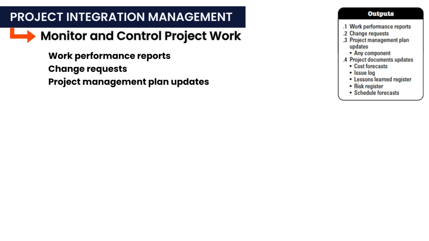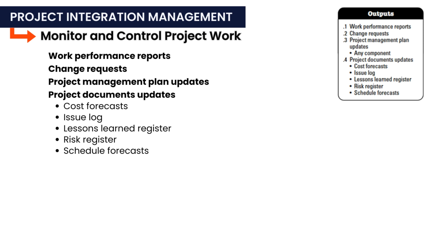Let's move on to the other output, that is project management plan updates. Any changes to the project management plan are processed through the organization's change control procedure via a change request. Adjustments identified during the monitor and control project work process may impact the overall project management plan and hence the project management plan will be updated. The next output is project documents updates. Various project documents may be updated as a result of executing this process. Some of them we are going to discuss below.